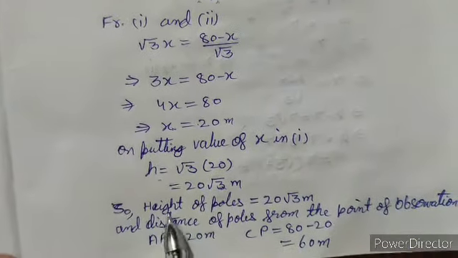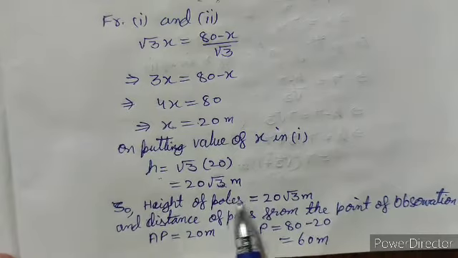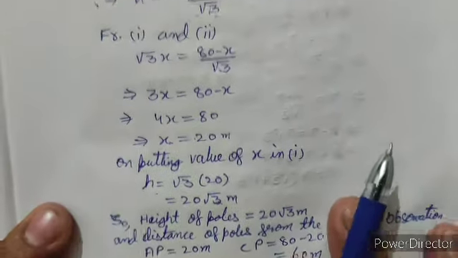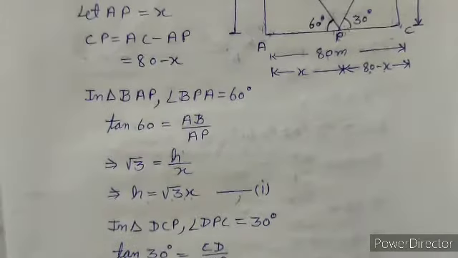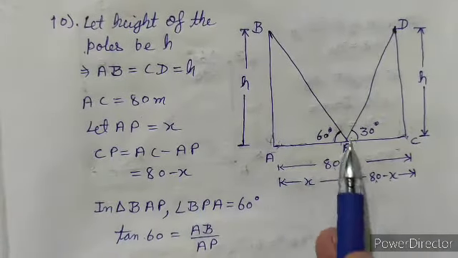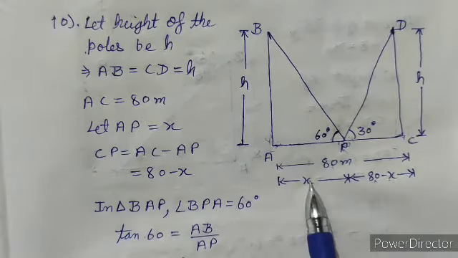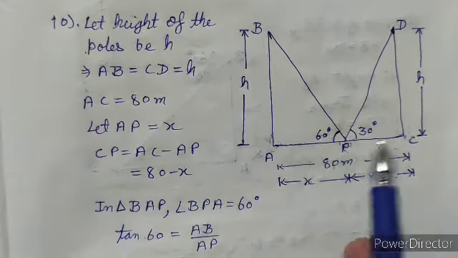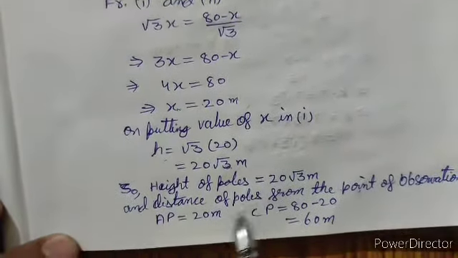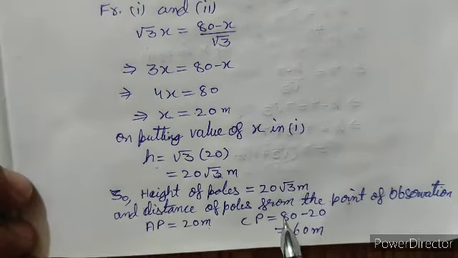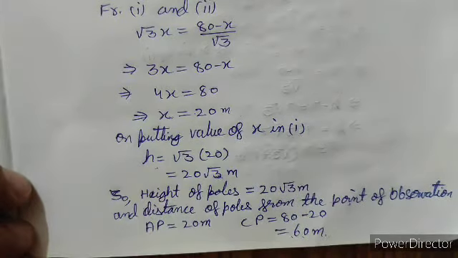So we can say that the height of both the poles AB and CD is 20 root 3 meter, and the distance of the poles from the point of observation, that is P here, will be AP and CP. Now AP will be equal to x, and CP will be equal to 80 minus x, and here x was equal to 20, so AP will be equal to 20 meter and CP will be equal to 80 minus 20, that is equal to 60 meter.